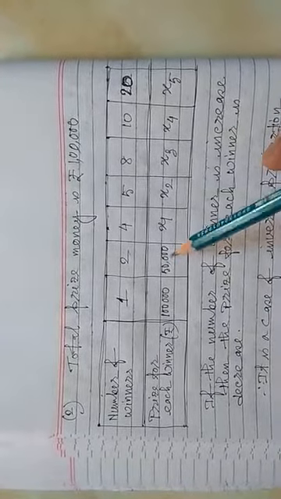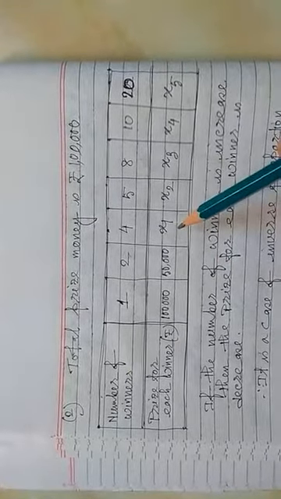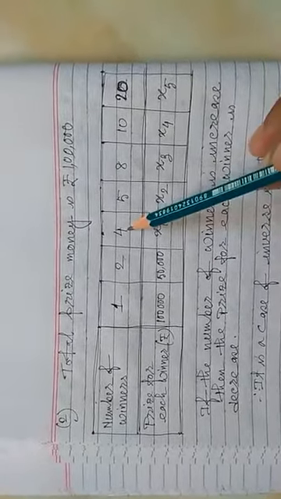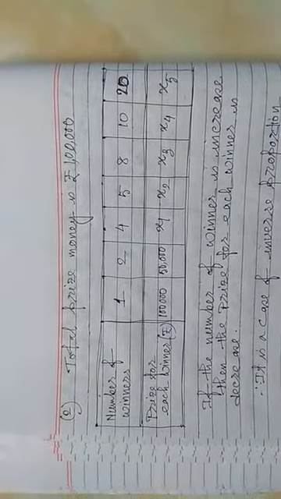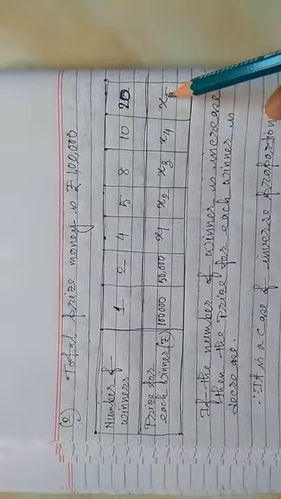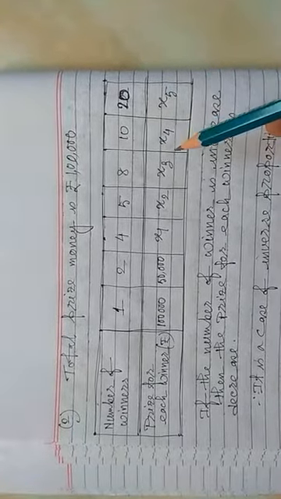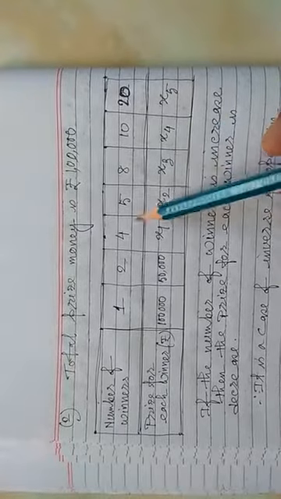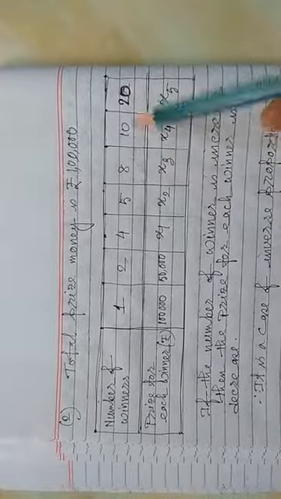So what is the prize money got by the winners when the number of winners is 4, 5, 8, 10 and 20? So let x1, x2, x3, x4, x5 be the amount of prize money for each winner when the number of winners is 4, 5, 8, 10 and 20 respectively.